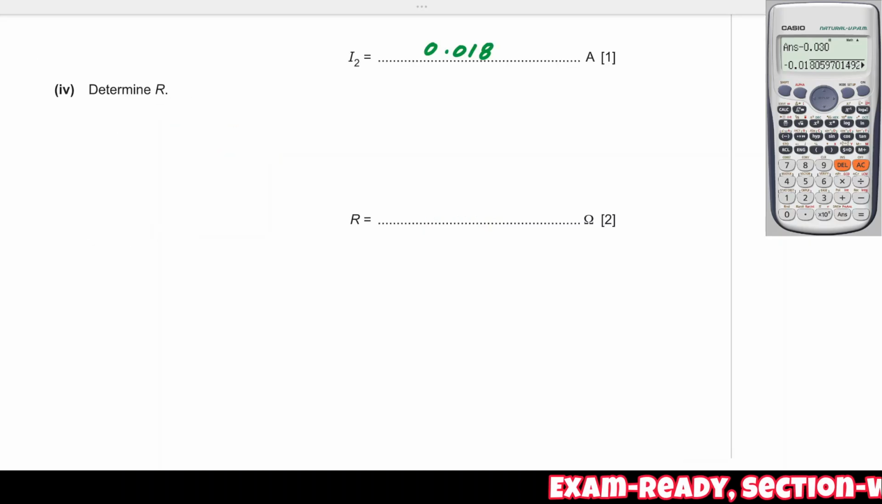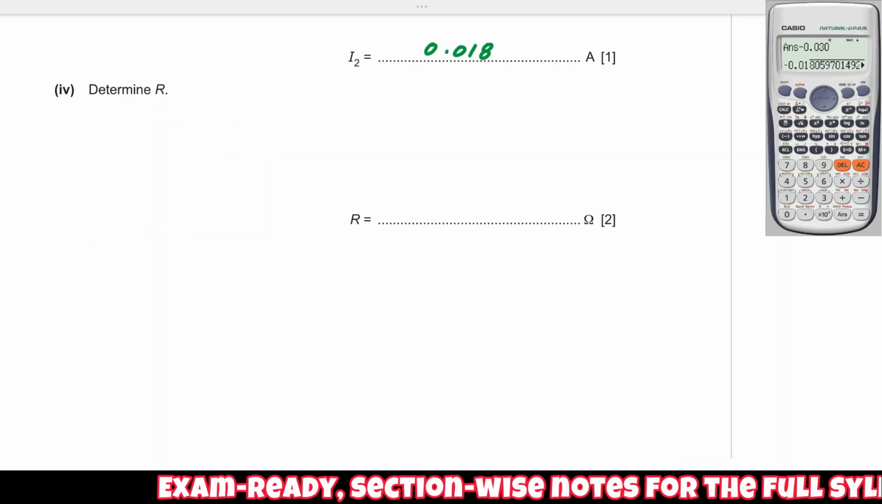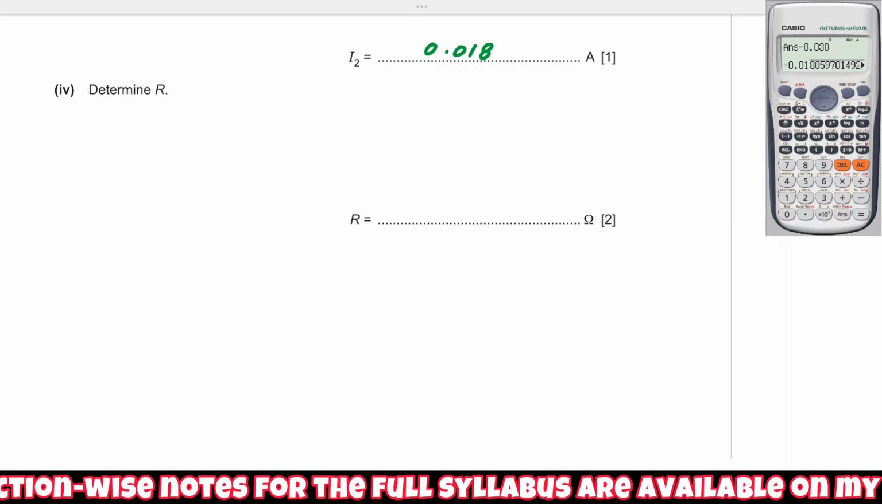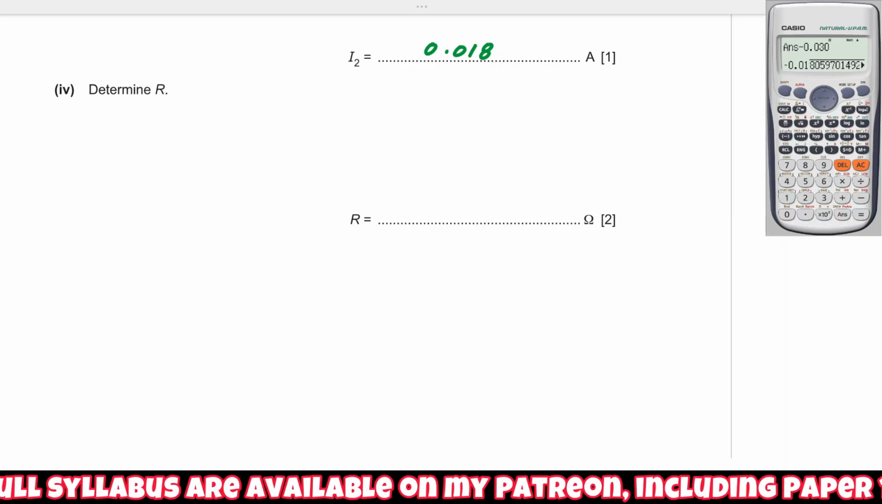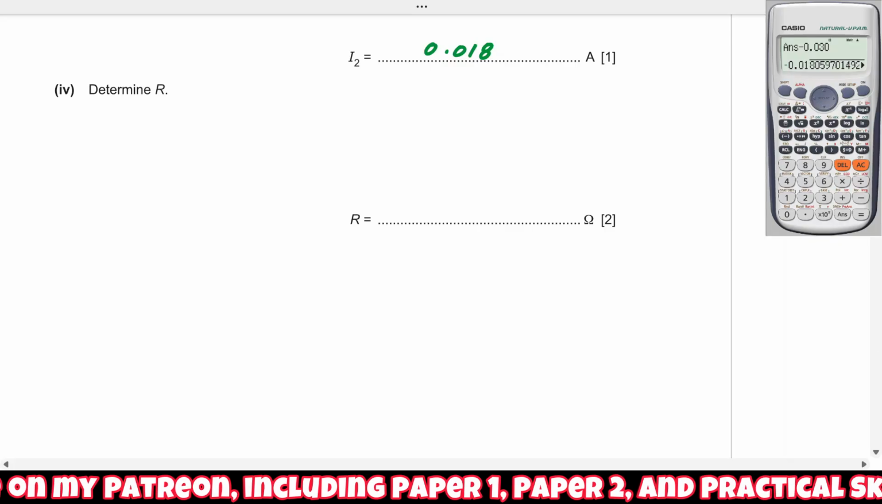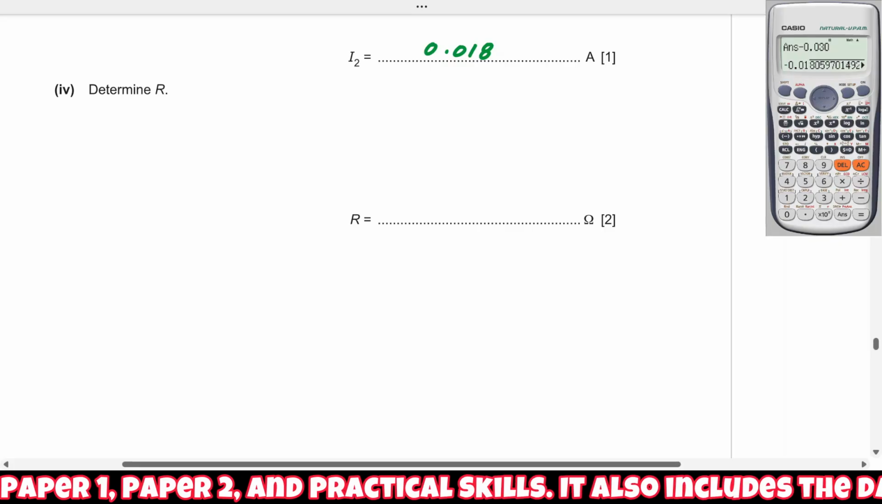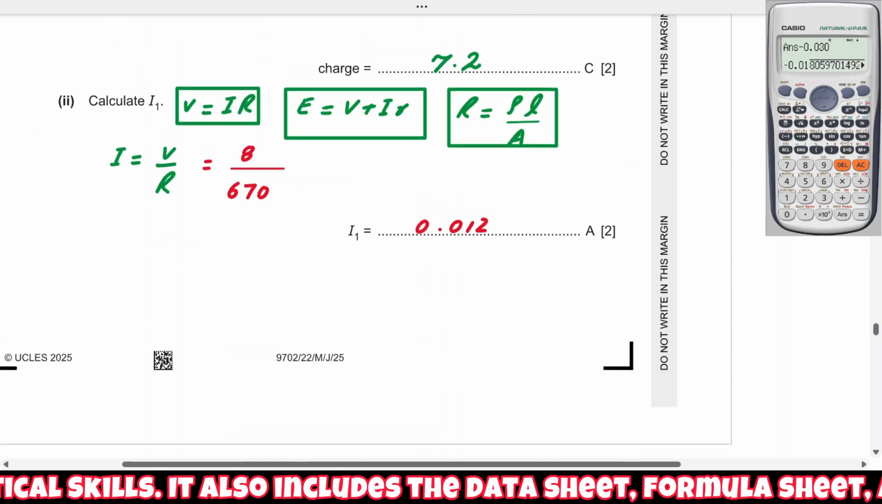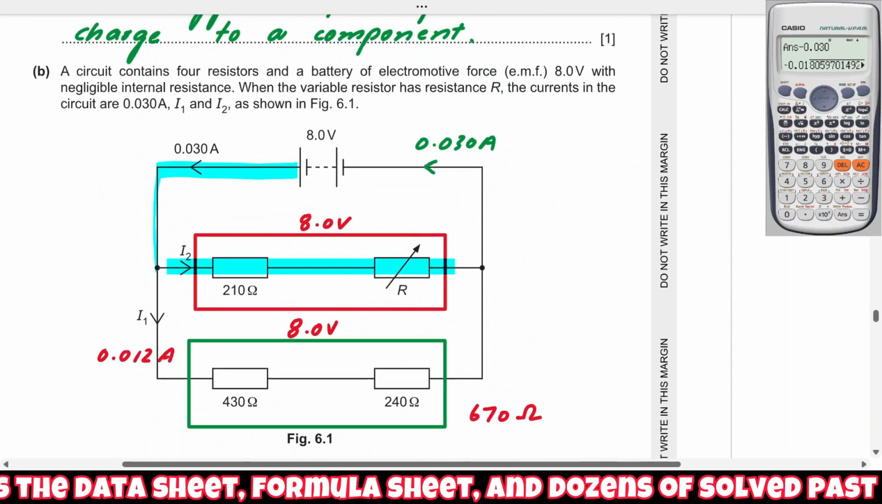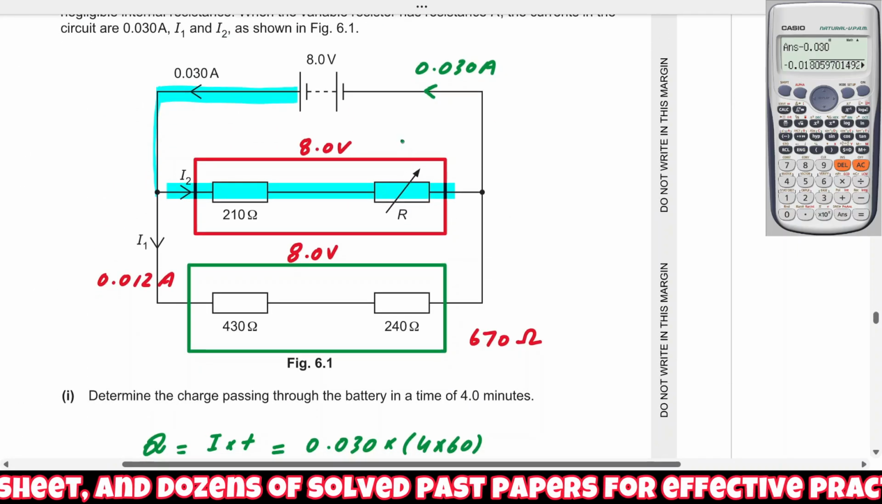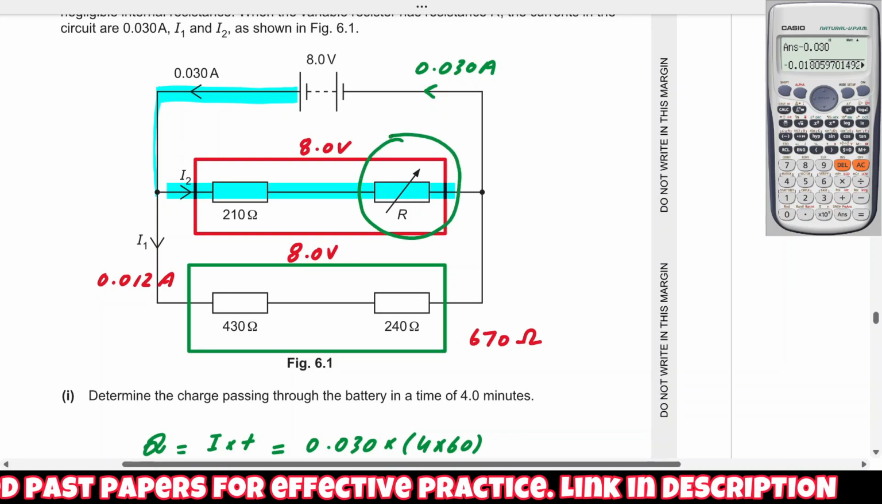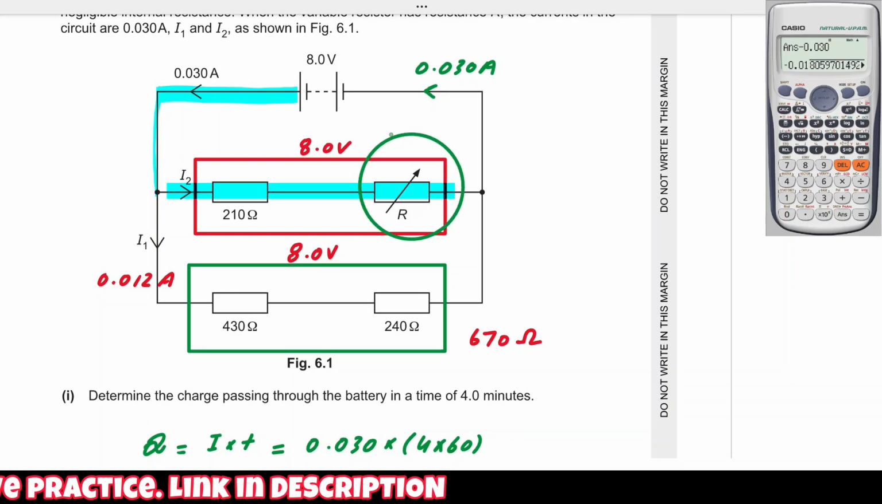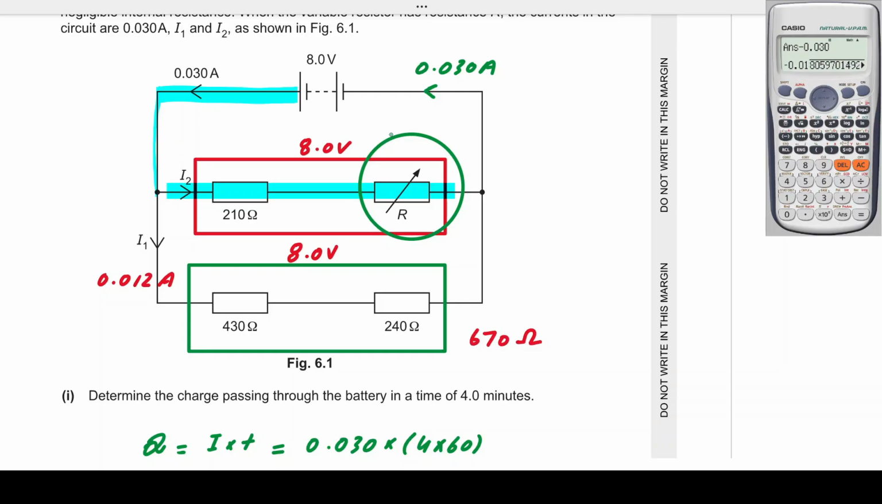In the next part, we are supposed to find the resistance R. What is the resistance R anyway? The resistance R is this one. How much resistance is this? The answer is we don't know directly, but there are plenty of ways you can find this one.